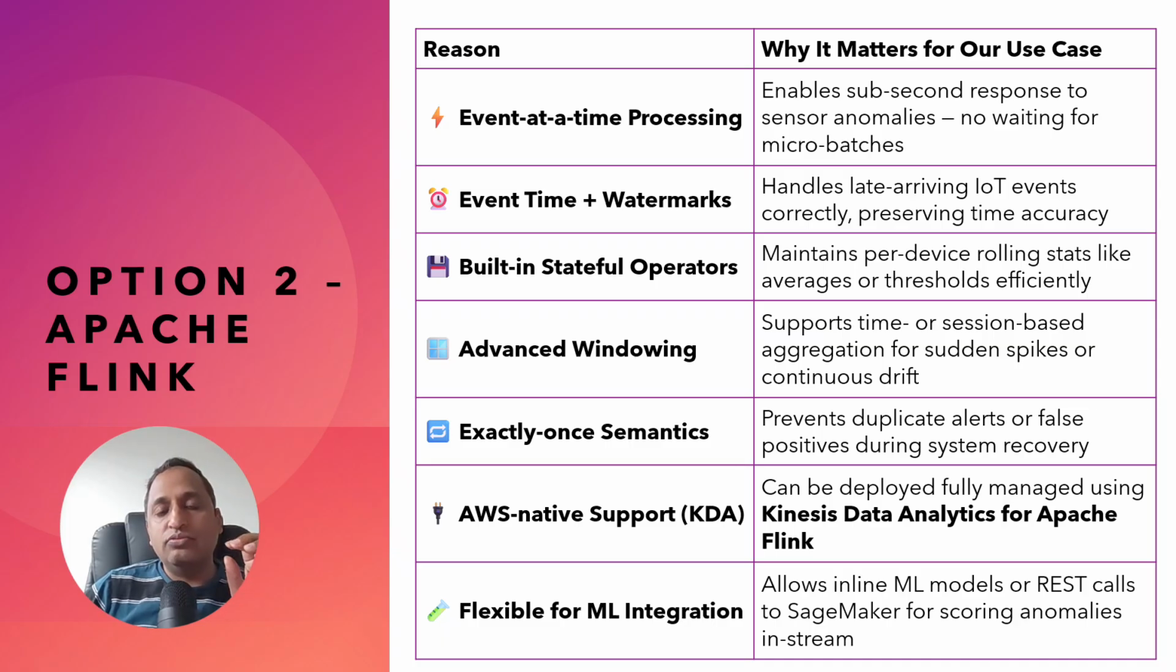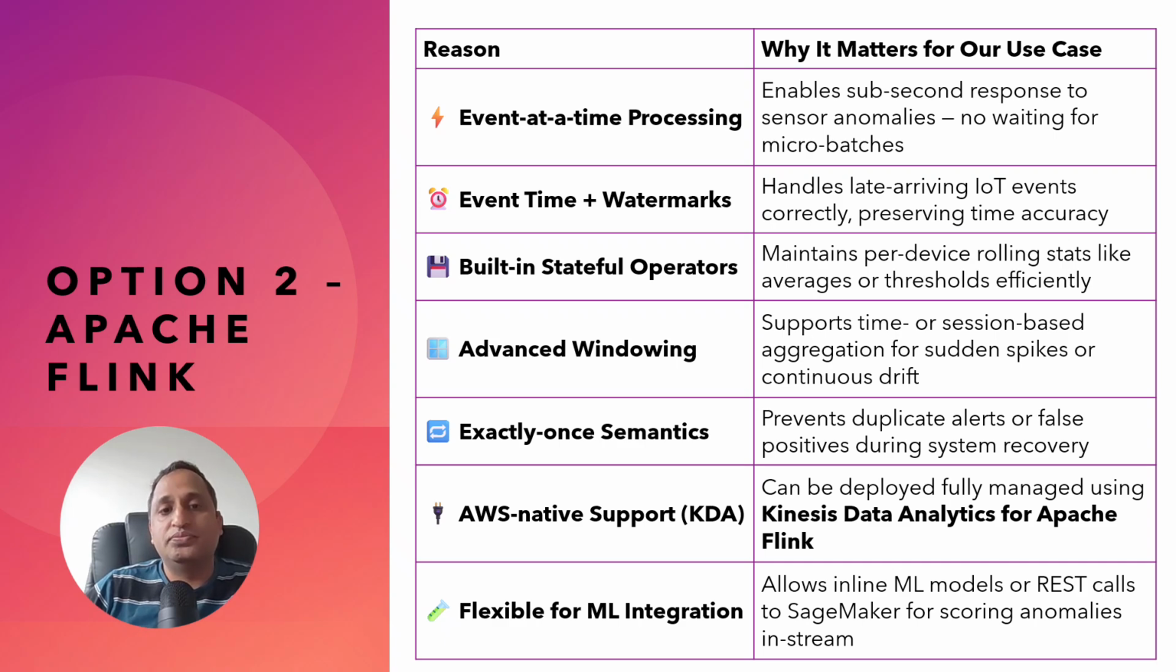Another important aspect is that AWS offers Flink as a fully managed service under KDA, which is Kinesis Data Analytics, and you don't have to manage all the infrastructure yourself. So to summarize, Flink gives us the latency, the accuracy, and most importantly is well integrated with the AWS ecosystem, so you can run all these things without having to worry about managing infrastructure.